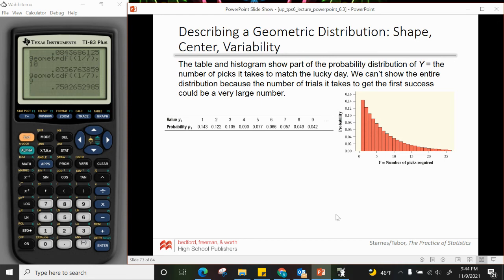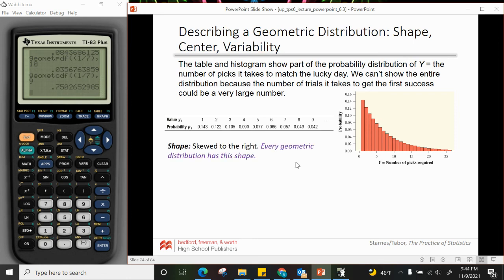So same idea here. You could do this, right? You could do binomial PDF for 1, 2, 3, and so forth. These are the probabilities that you would get. They just turned into a histogram from here now. So any geometric distribution, it's always going to be skewed right.